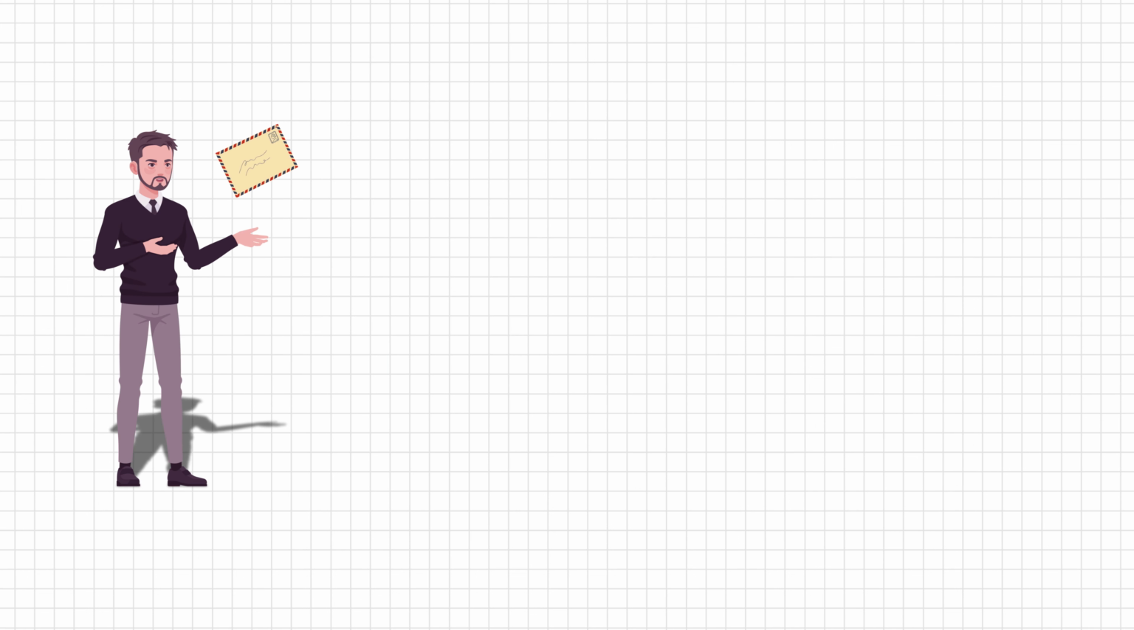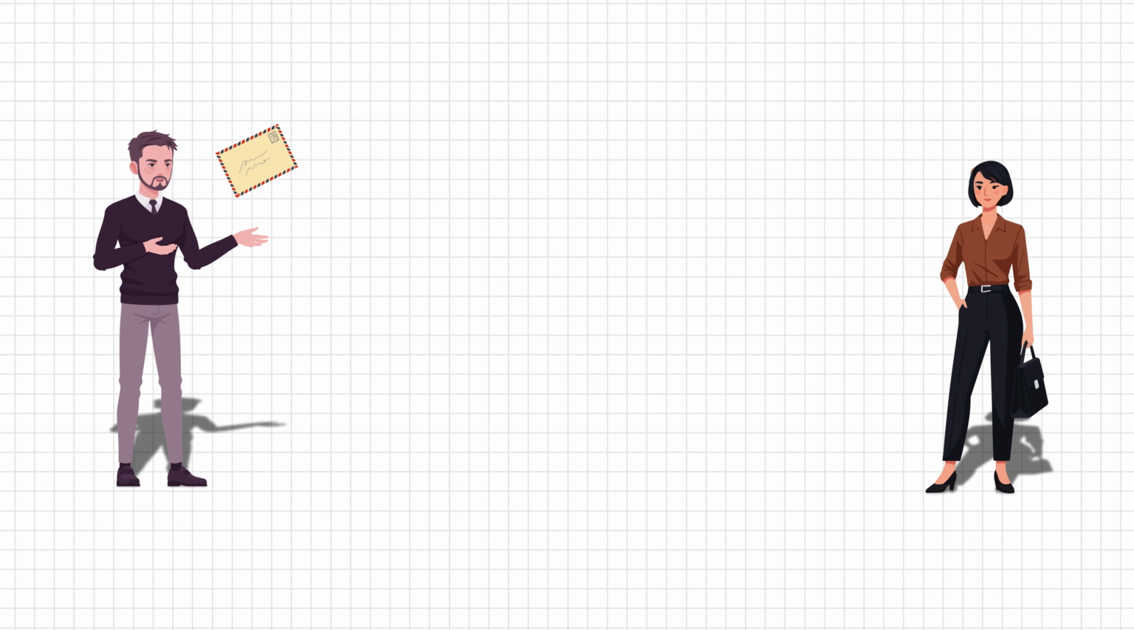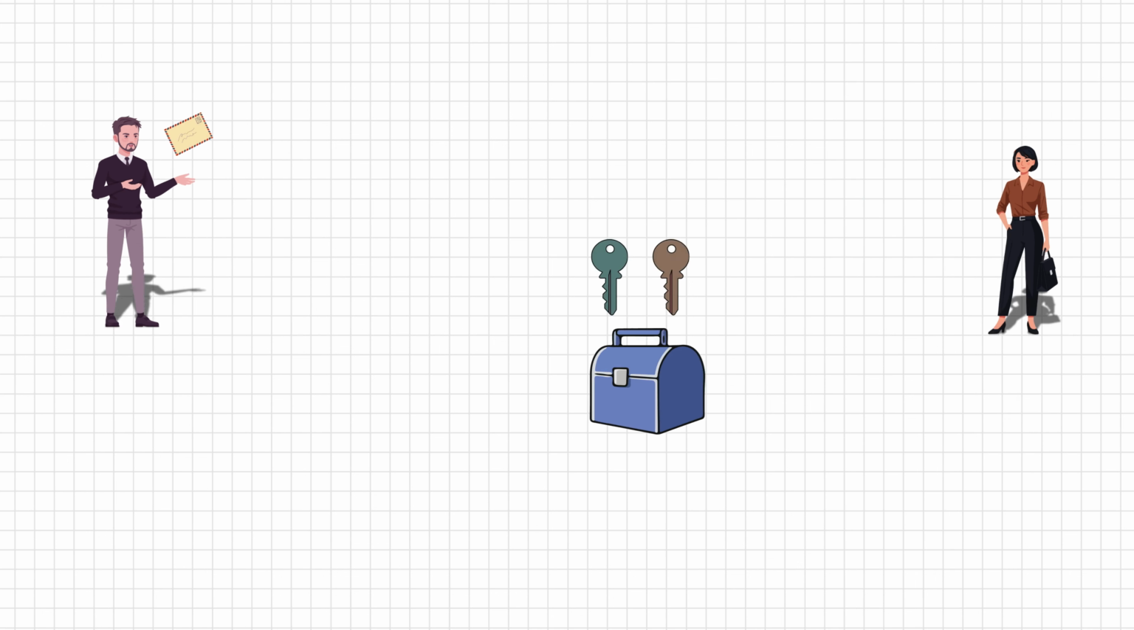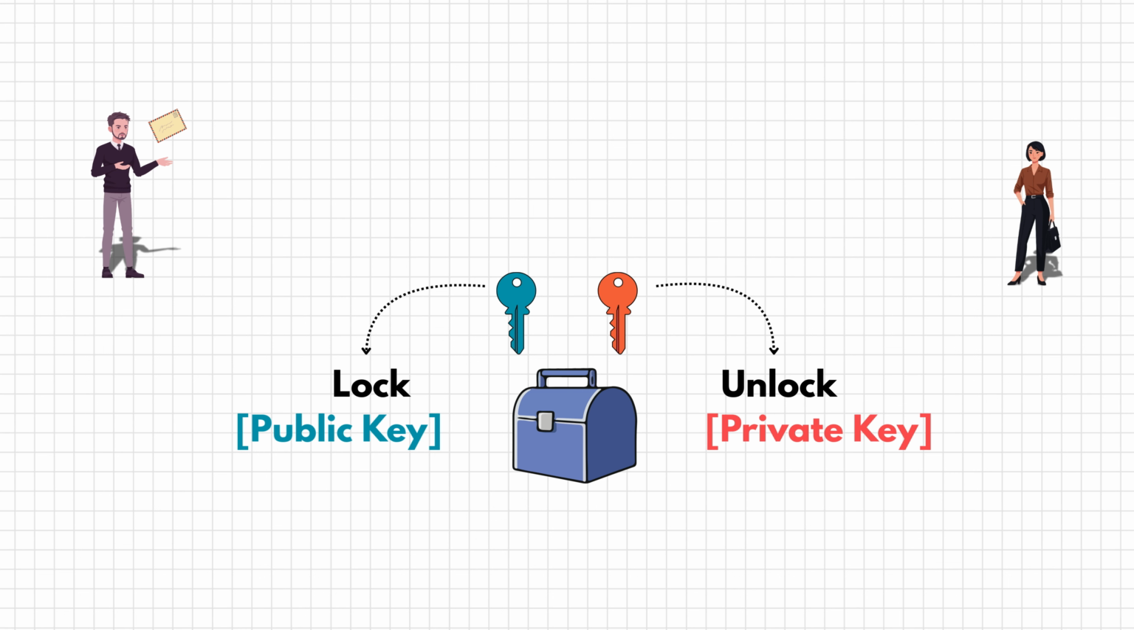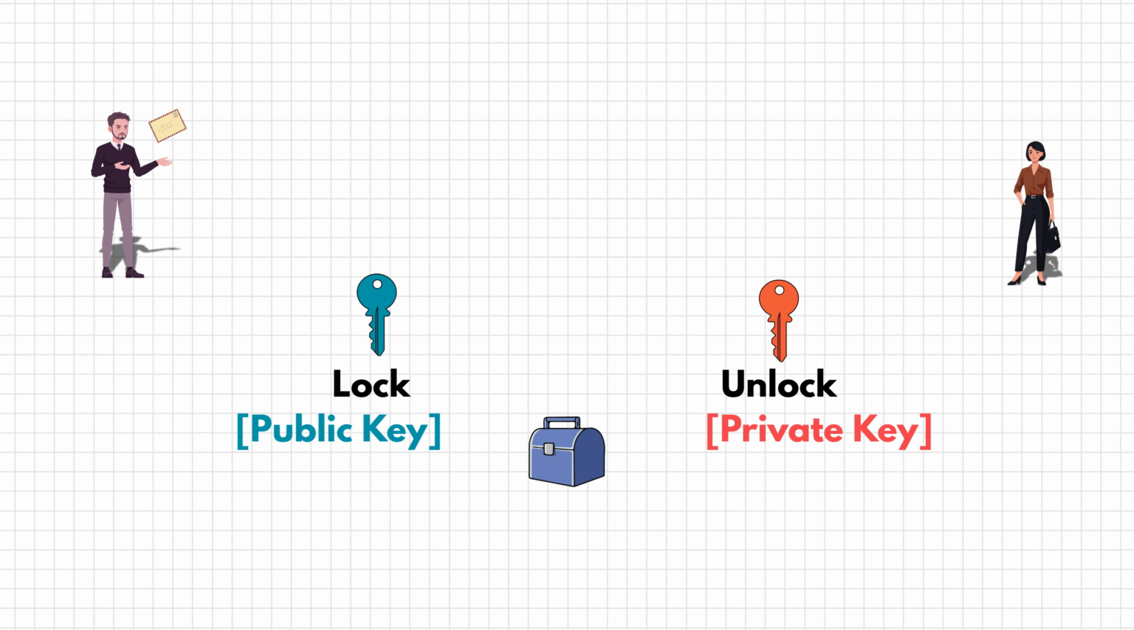Let's consider the same scenario again. You have to send a very private letter to your friend. Now in asymmetric encryption, the flow is a little different. Your friend purchases a new box along with a pair of keys. One key is used to lock the box and the other key is used to unlock the box. Let's name the keys for easier understanding. The key that is meant to lock the box is called the public key, and the key that unlocks the box is called the private key. Remember, the public key only locks and the private key only unlocks. The keys cannot be used the other way.